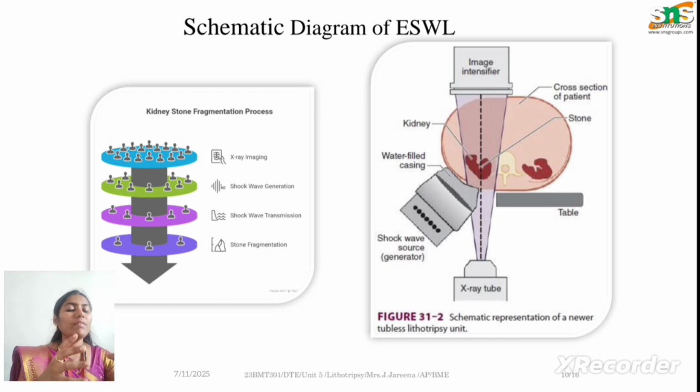In parallel, we can visualize whether the treatment is going properly or not, and whether the kidney stone is slowly deteriorating and fragmentation is happening or not.